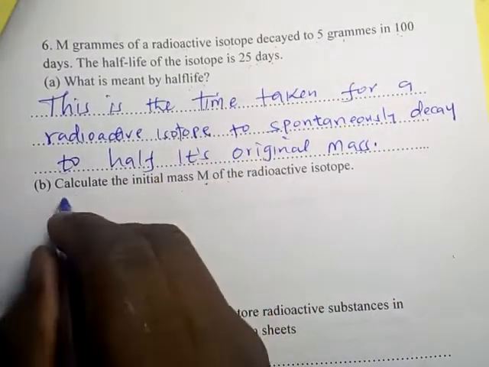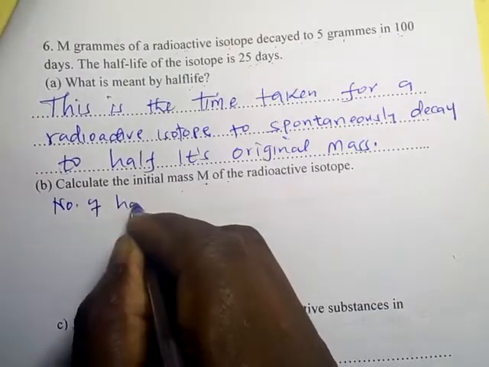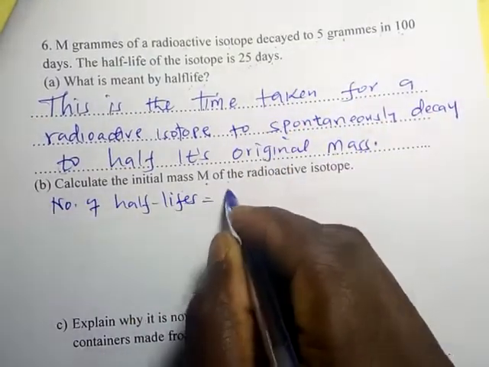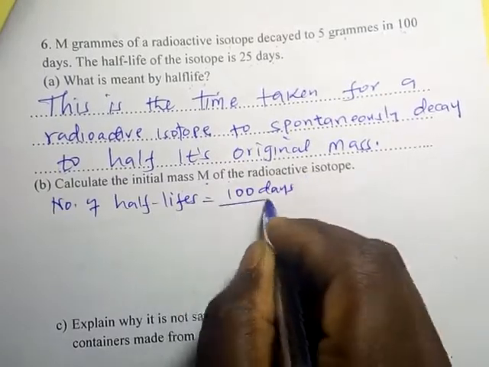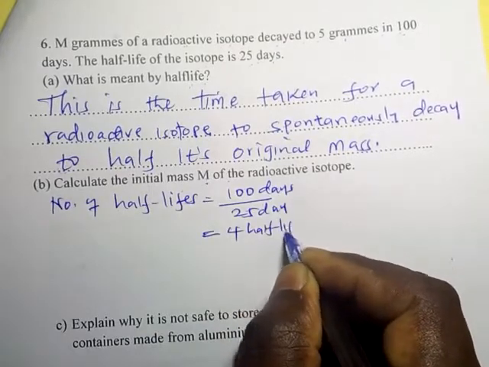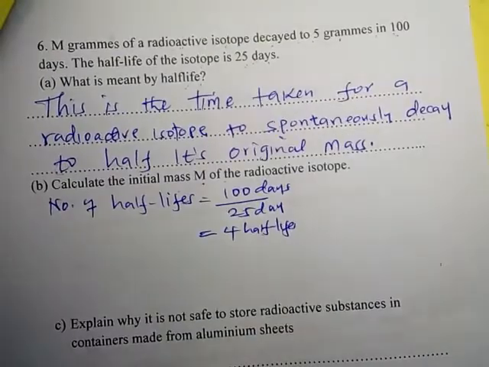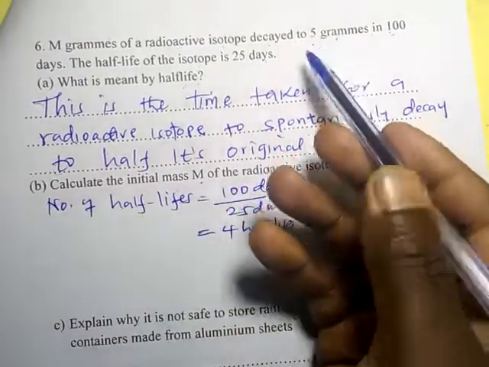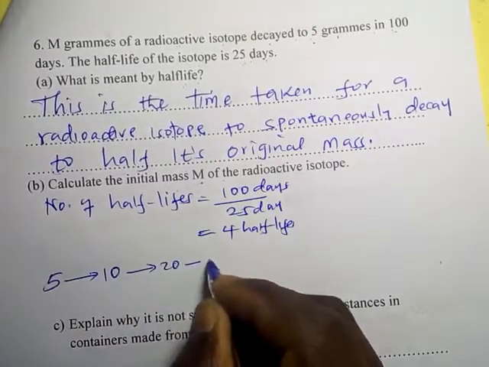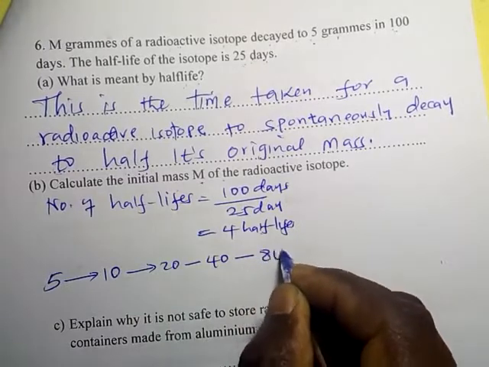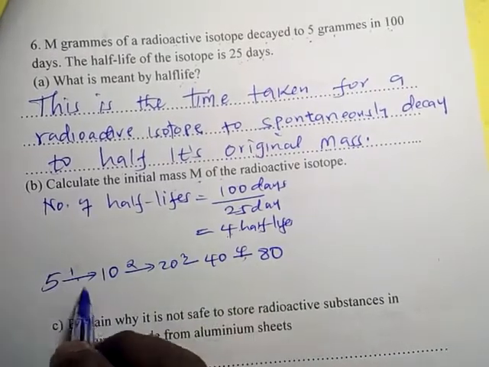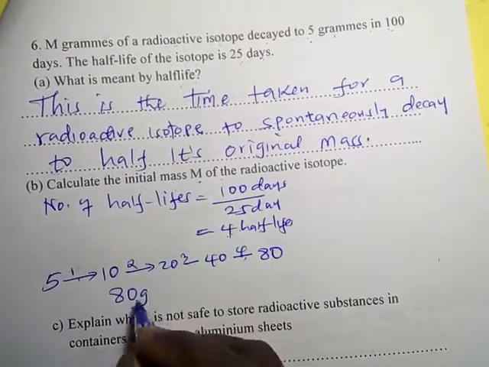So we first get the number of half-lives because we have that one. The total time taken is 100 days. One half-life takes 25 days. So this one gives us 4 half-lives. If it is 4 half-lives and the remaining is 5, so it is 5 going to 10, going to 20, going to 40, going to 80. So this is 1, 2, 3, 4. There are 4 half-lives. So the original mass was 80 grams.